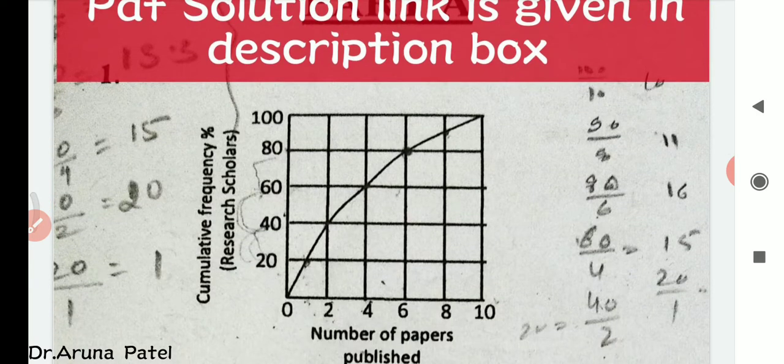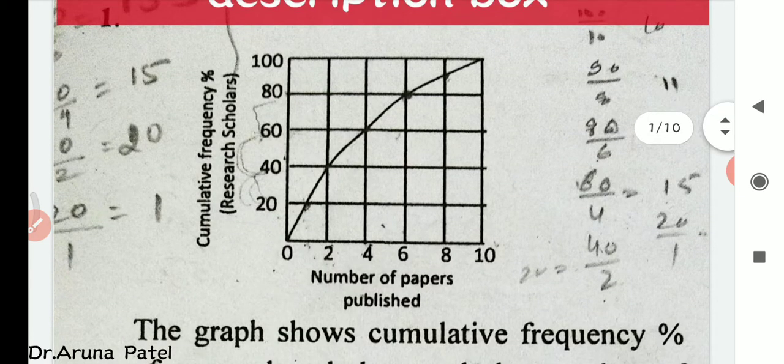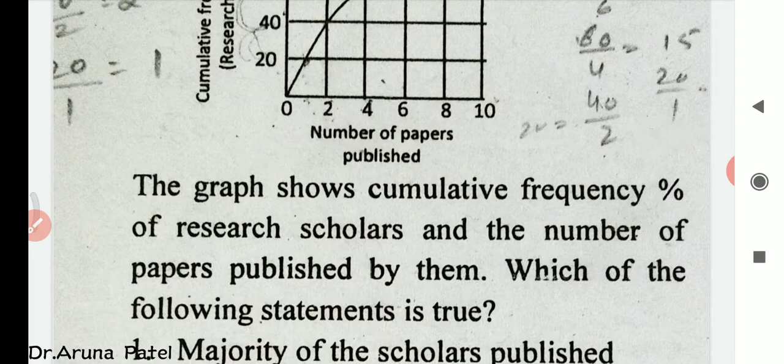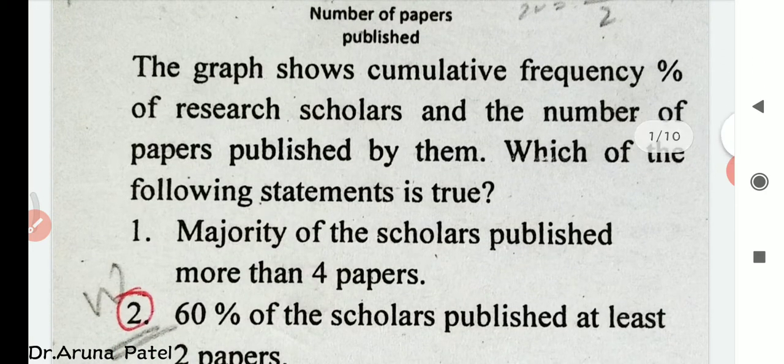This question is between the cumulative frequency percentage of the research scholars and, on the x-axis, the number of papers published. So this graph shows the cumulative frequency of research scholars and the number of papers published by them. We have to find which of the following given statements is correct. Here four statements are given.